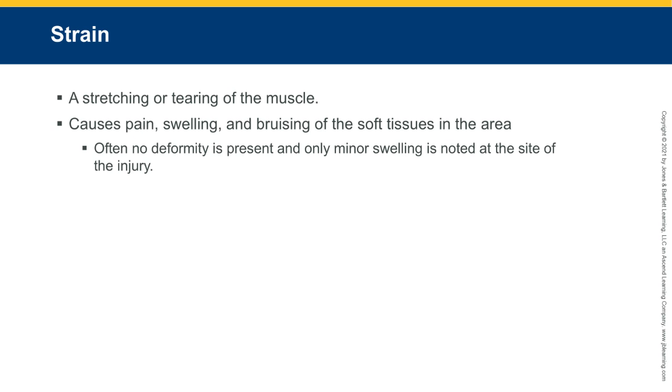A strain is an injury to a muscle or tendon, often caused by overstretching or excessive force. It leads to pain, swelling, and bruising of the affected soft tissues. Unlike fractures or dislocations, strains typically do not cause significant deformity, and swelling may be minimal.